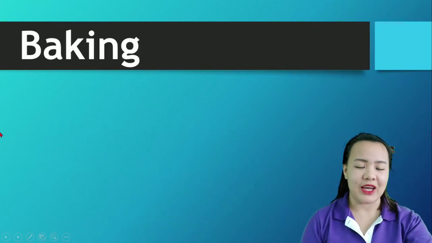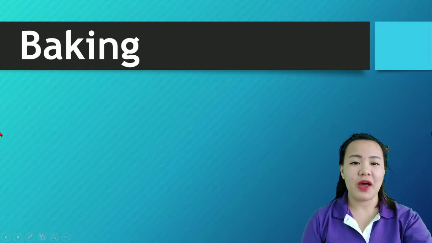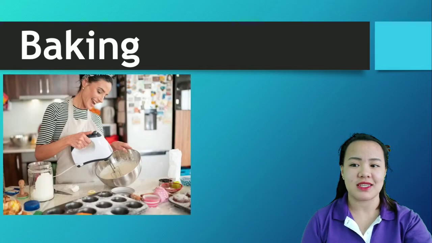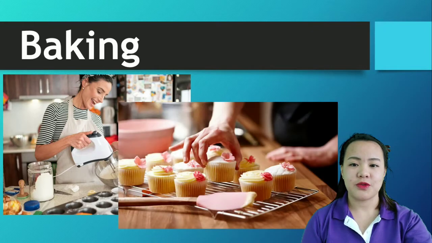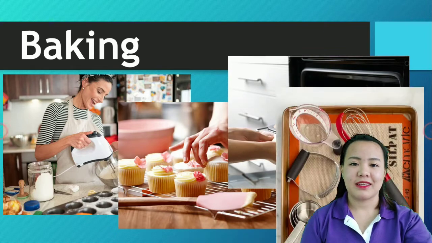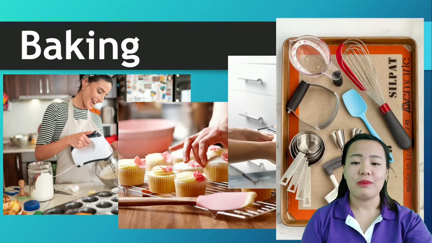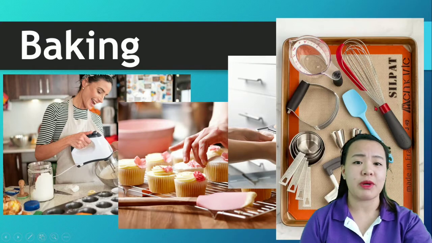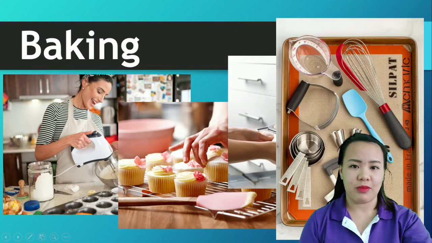So let's take a look at the areas of home economics that we can learn. Let's start with the first one, baking. Let's take a look at some examples or pictures. This one is an example of baking. We can learn baking in home economics. In baking also, we can learn the things or the materials used in baking.